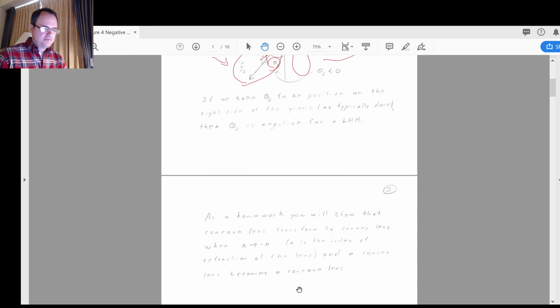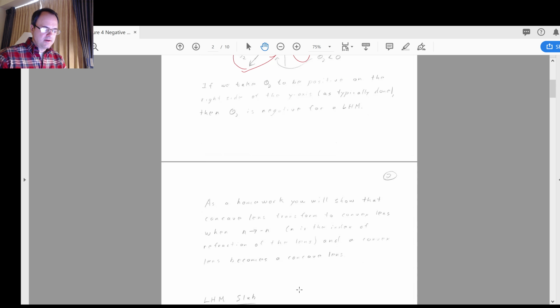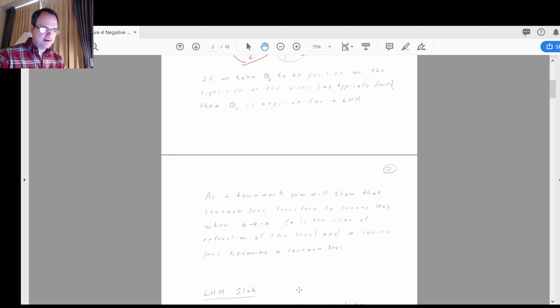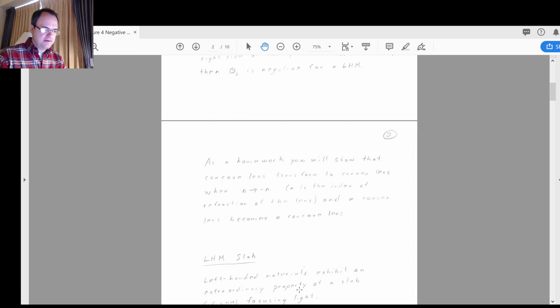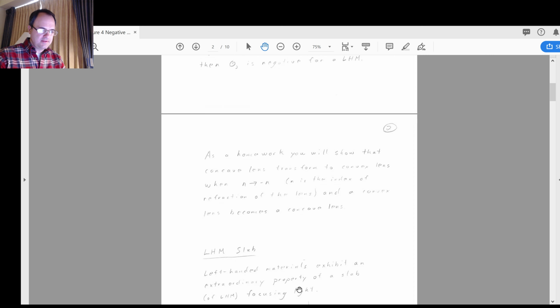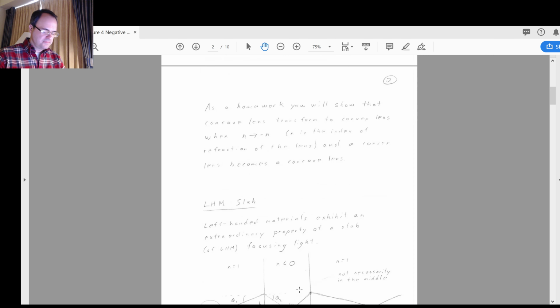All right. So as a homework, I'm going to have you show that concave lenses transform to convex lenses when n becomes negative, a negative index of refraction, and convex lenses become concave. They throw that out there in the book, and it's a simple exercise. But it's something I'm going to assign as a homework problem. And so you'll see that here probably later tonight or so.